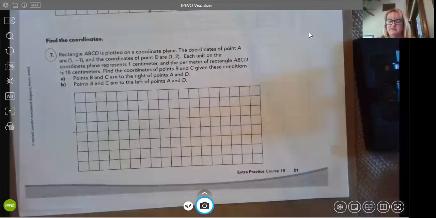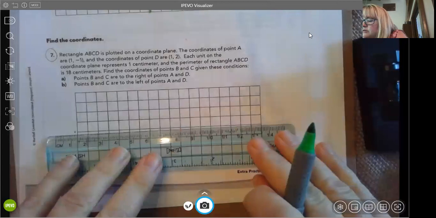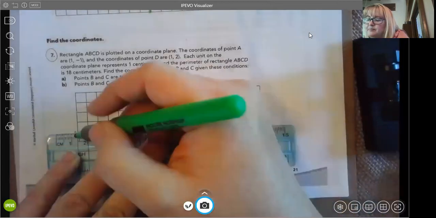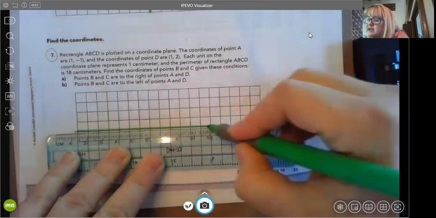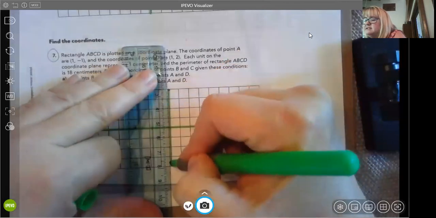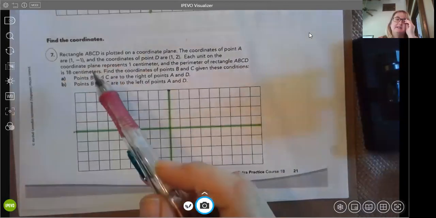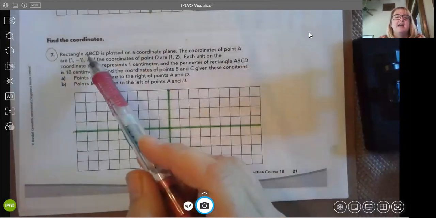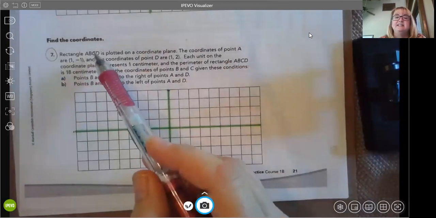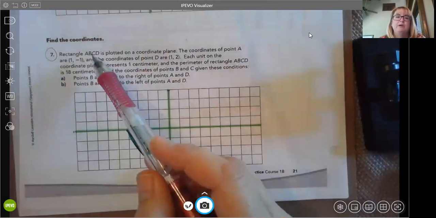First thing we need to do though is let's draw our X and Y axis. So we'll make this a little towards the center. There's our X axis and our Y axis. Okay. It is a rectangle called ABCD. And one thing you need to realize about the names of rectangles: A connects to B connects to C connects to D, and then D goes back to A. So the order matters when we are naming it.